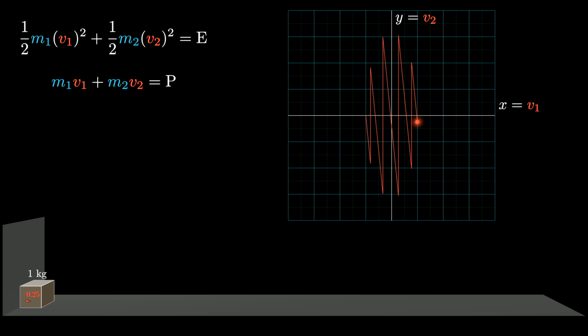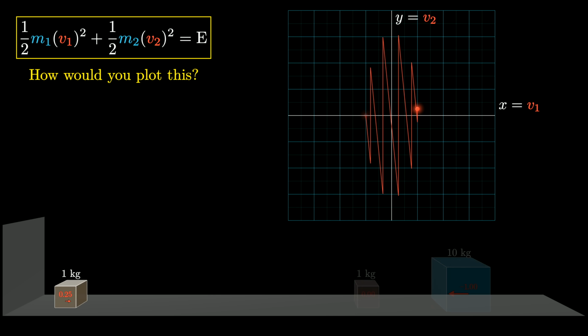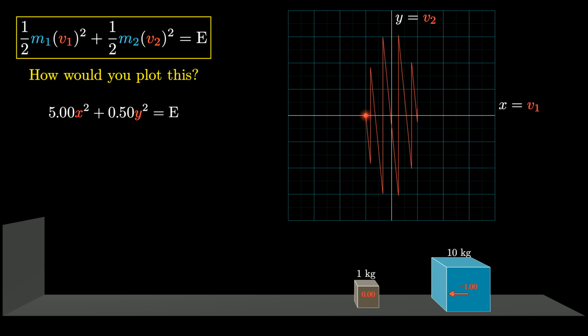Now, in the context of this abstract velocity space, take a moment to think about what this conservation of energy equation is really telling us. When you take some number times x squared plus some number times y squared and set it equal to a constant, this is the equation for an ellipse.